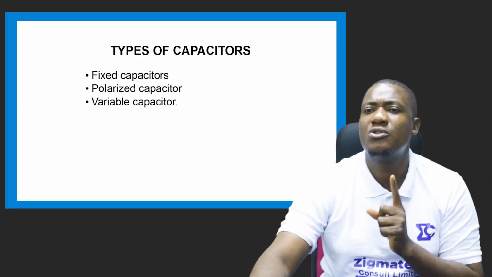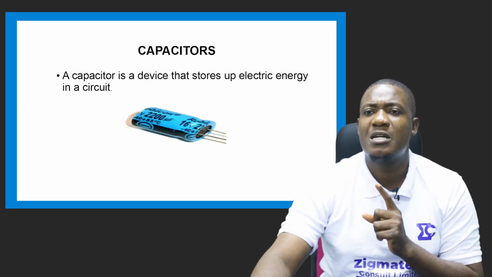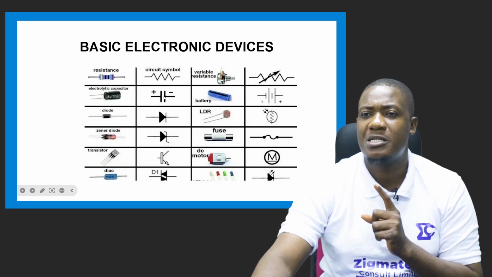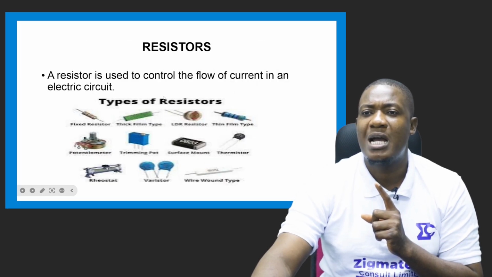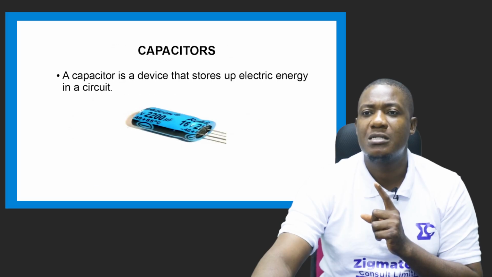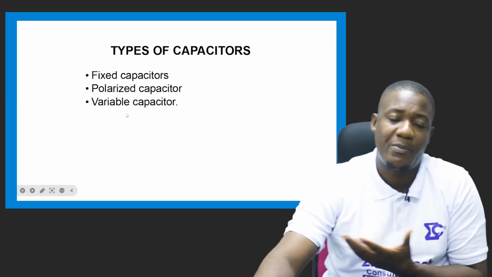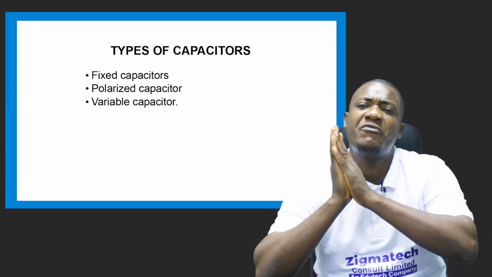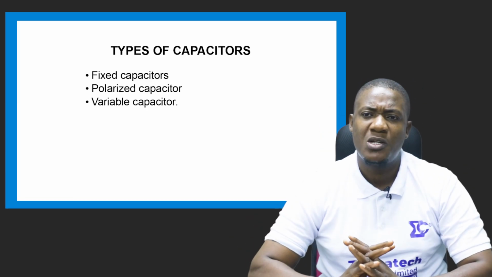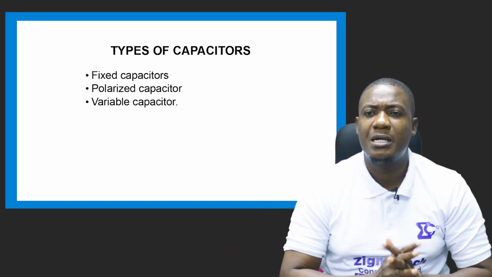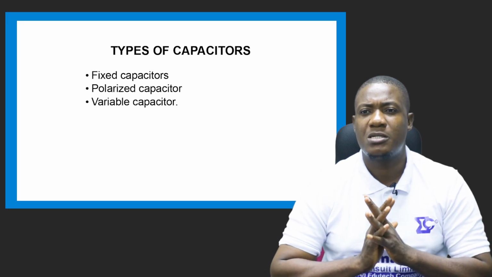That I showed you previously is a typical example of a polarized capacitor. This here is a polarized capacitor, right? It's a capacitor that has polarity. That's where that name came from. We also have variable capacitors that don't have a fixed capacitance. So they can vary depending on how you alter what is going on within the capacitor.